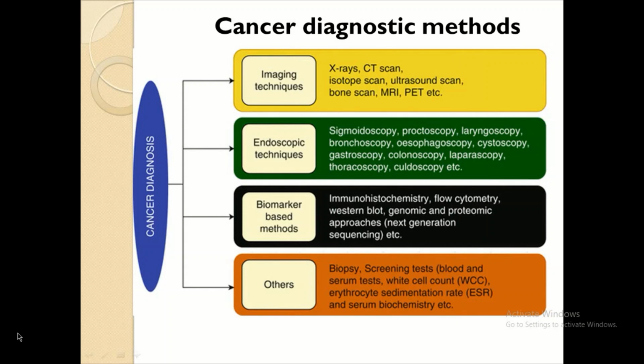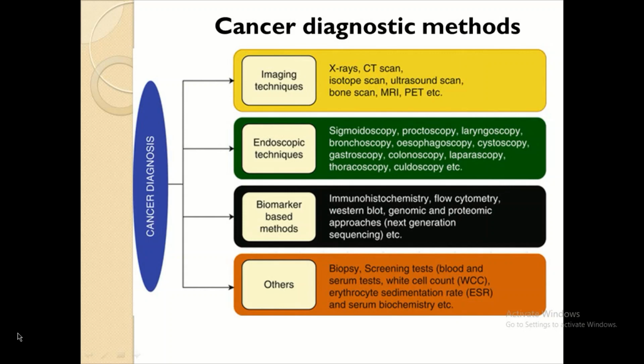Okay, so in this part of the video we're going to see what cancer diagnostic methods there are and how they diagnose cancer. In this slide you see the cancer diagnosis methods were majorly categorized into imaging techniques, endoscopic techniques, biomarker based methods and other methods. First, the imaging techniques involve X-rays, CT scan, isotope scan, ultrasound scan, bone scan, MRI and PET scanning.